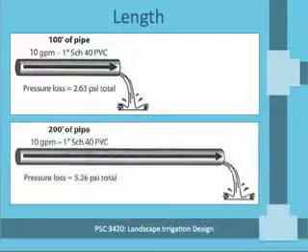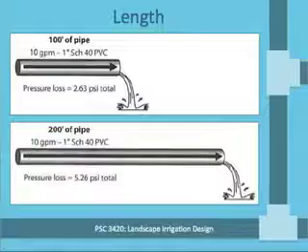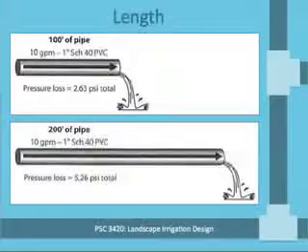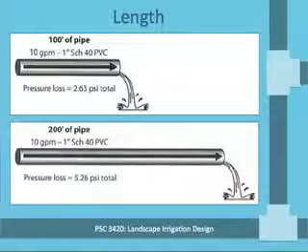The last factor related to friction loss is the length of the pipe. And I think this makes pretty good intuitive sense. The flow through a longer pipe is going to result in more friction loss, and this is true for all types and sizes of pipe. So for example, here you've got two lengths of pipe, 100 feet and 200 feet.